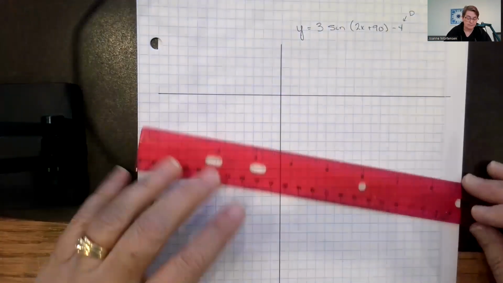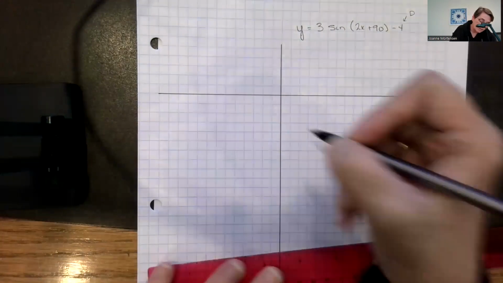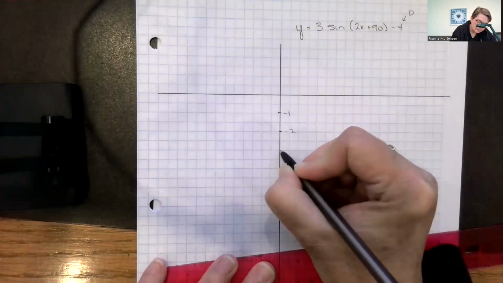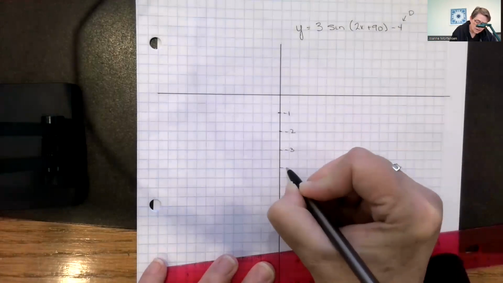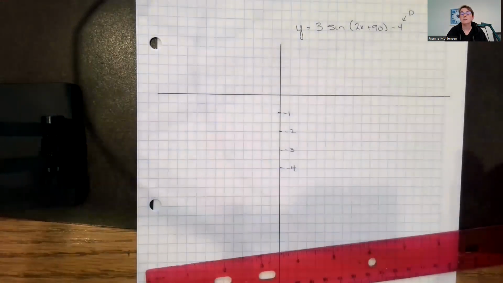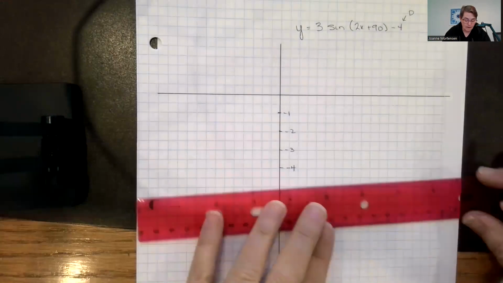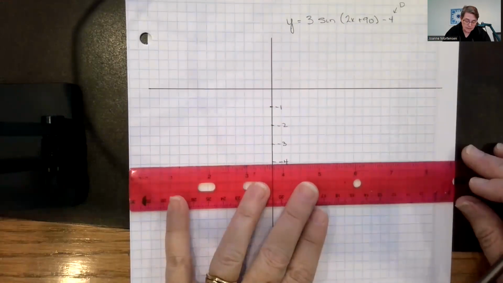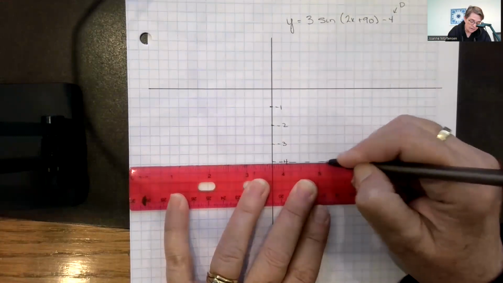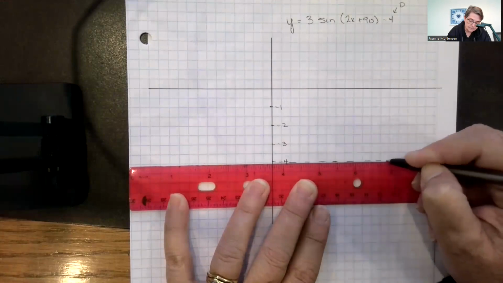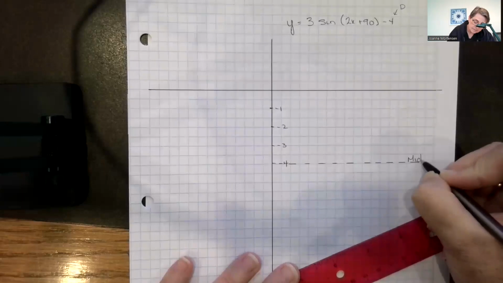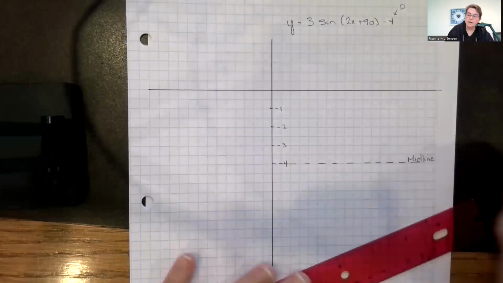I'm just trying to be lazy. So I know I need to get down to -4. So I'm going to go -1, -2. Don't make me stinky little graphs, please. Make them big enough so it's easy to see. I'm going to take my pen, and I'm going to label this midline.